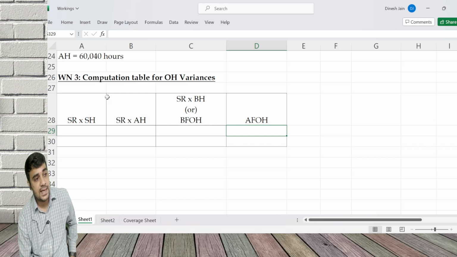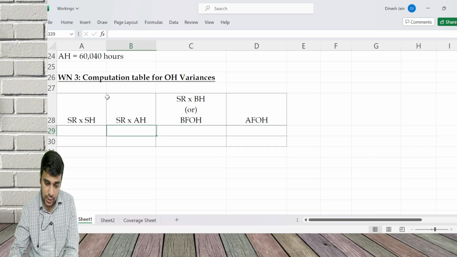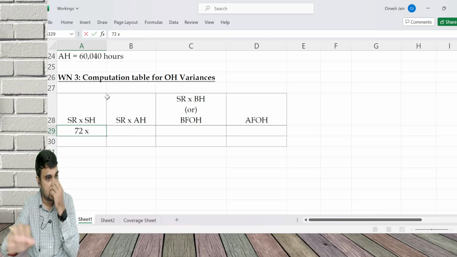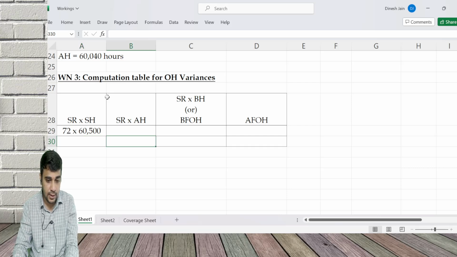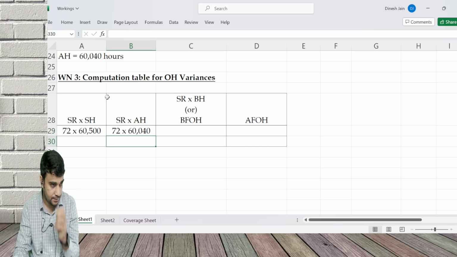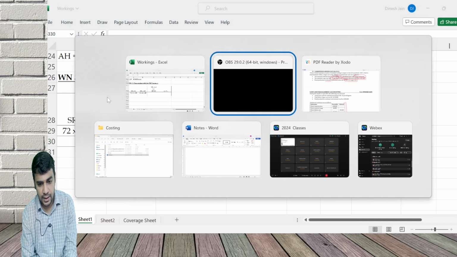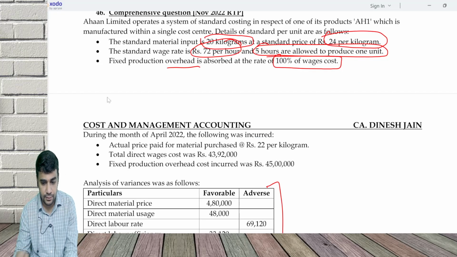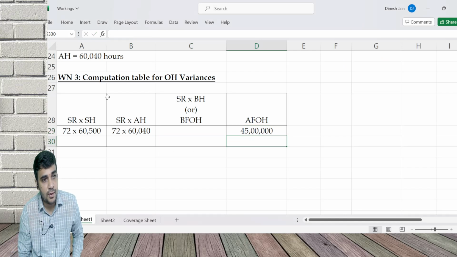Okay, now as I said, our SR for labor and SR for fixed overhead is going to remain the same. So 72 into what was the SH in the labor variances? Copy paste: 72 into 60,500, 72 into 60,040. The last column is 45 lakhs.